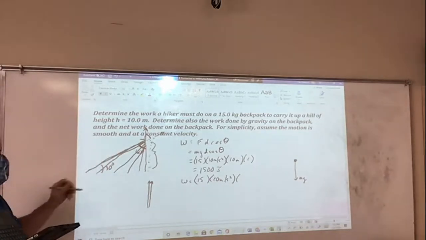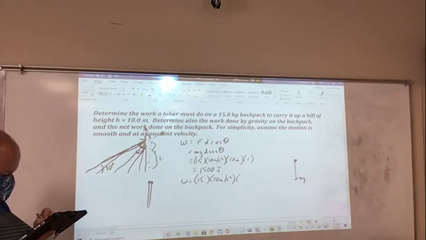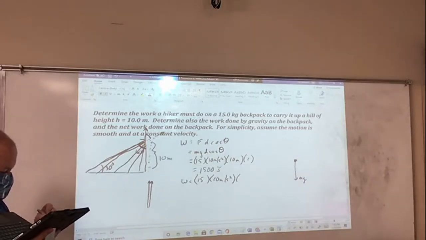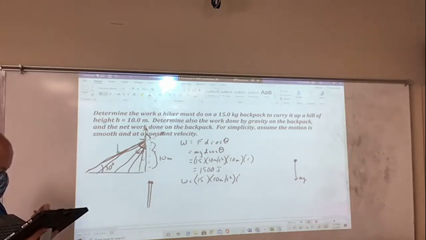If this is a 10 meter height, okay, so I need to use the hypotenuse, so hypotenuse, opposite side. So I can say that the length of the hypotenuse is going to be, so sine of theta is opposite over hypotenuse.